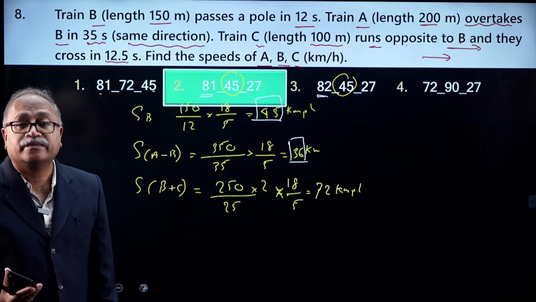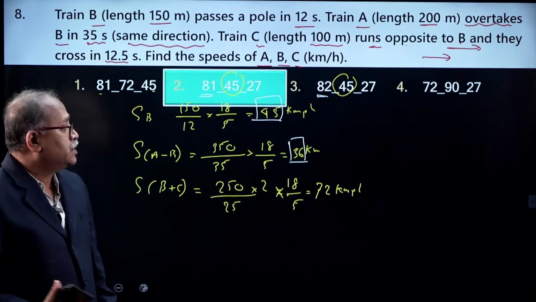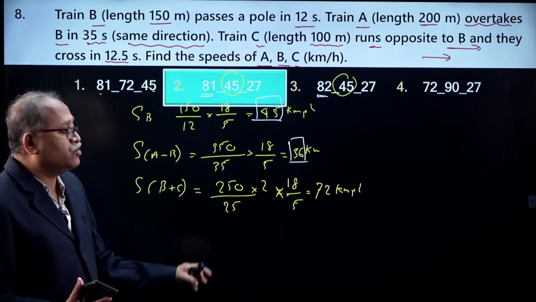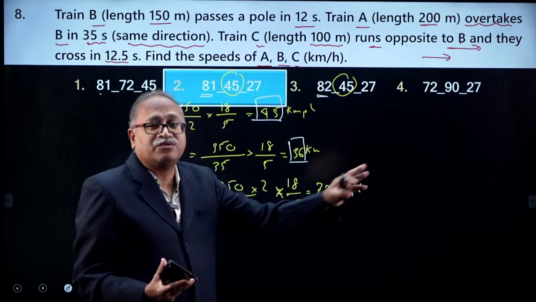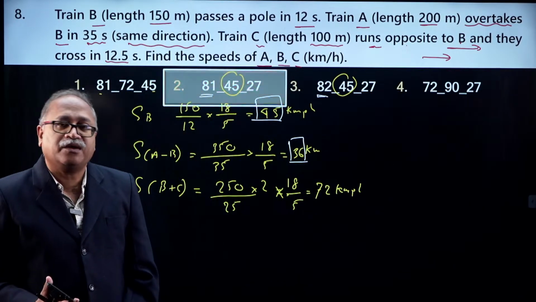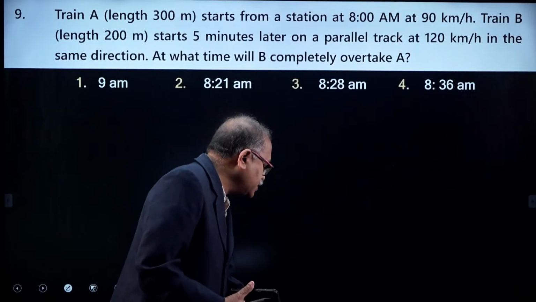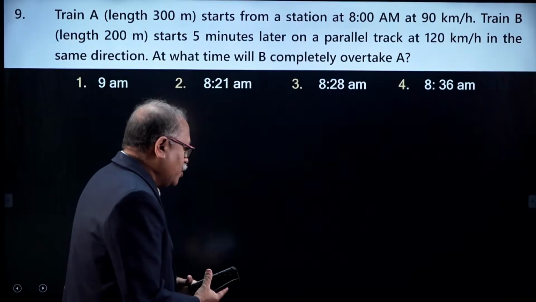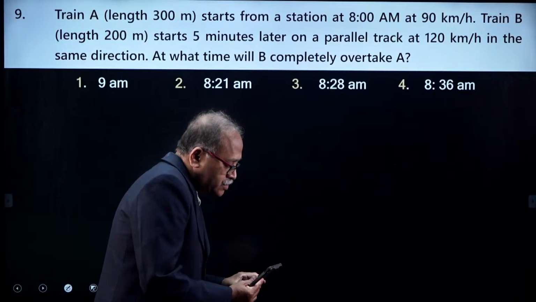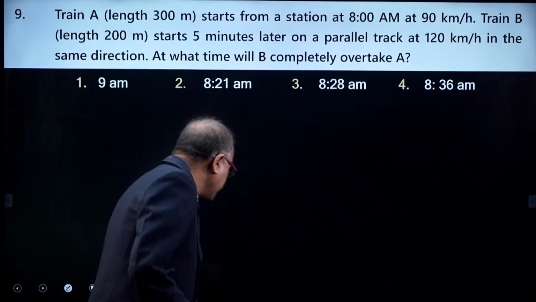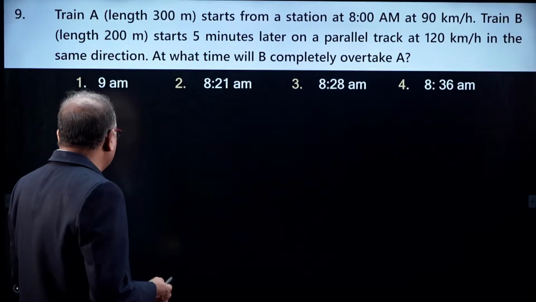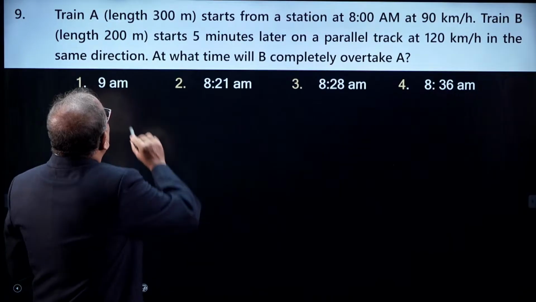That's right. Well done. That's how in the exams we do it. We don't write kilometer per hour and all. I am moving on to the next question, which is this. Allow me to read the question. You will learn a lot.